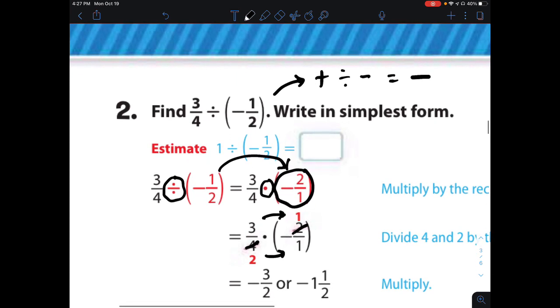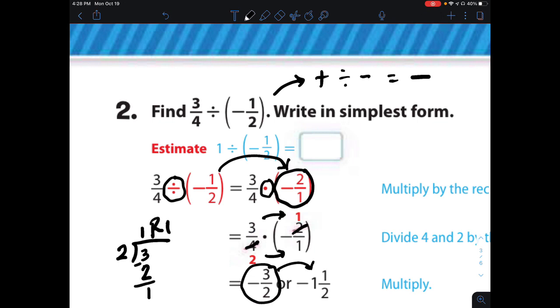We end up with negative 3 halves as the answer, or as a mixed number, negative 1 and 1/2. Remember how we convert an improper fraction into a mixed number? 3 goes in, 2 goes out. How many 2's go into 3? That's 1. 1 times 2 is 2. Subtract that, you have a remainder of 1, and that's how you get 1 and 1/2.